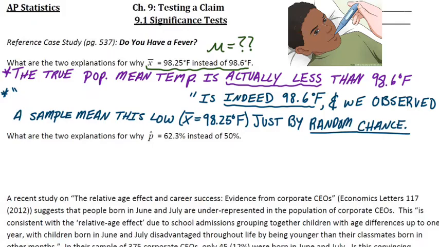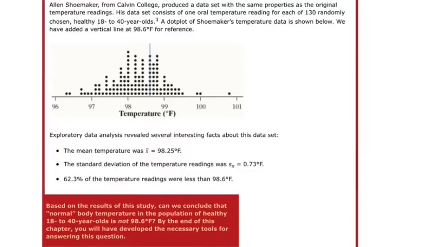Okay, so on this same train of thought about the fever, what are the two explanations then for why p hat was 62.3% instead of 50%? And if I can just go back to the book here for a second, the 62.3%, that was the proportion of temperatures in our sample that were actually less than that 98.6 degrees Fahrenheit number. So if you notice, a majority, right, 62.3% of these dots were actually below this blue line.